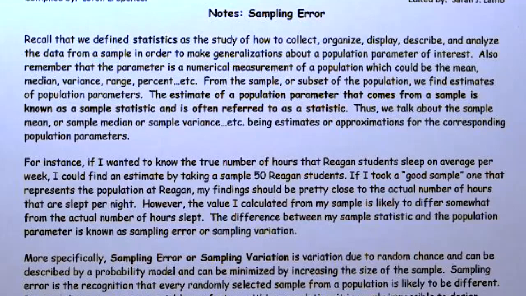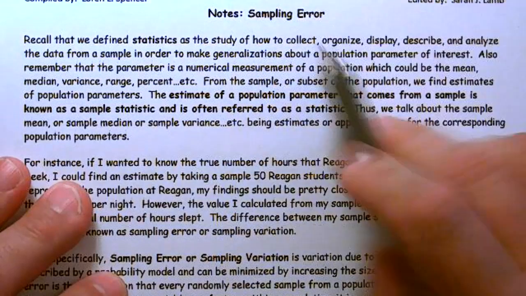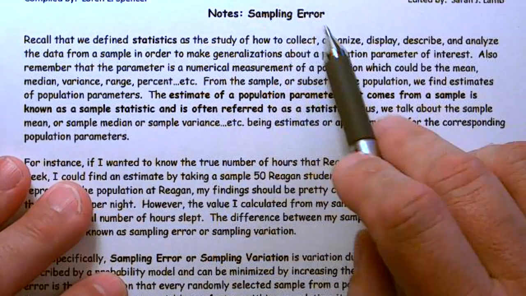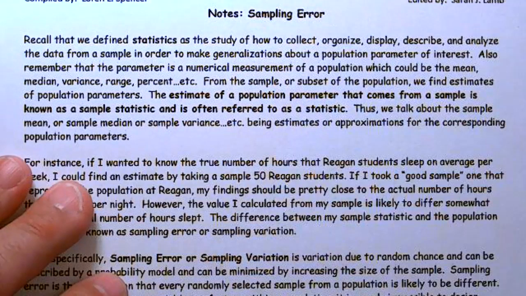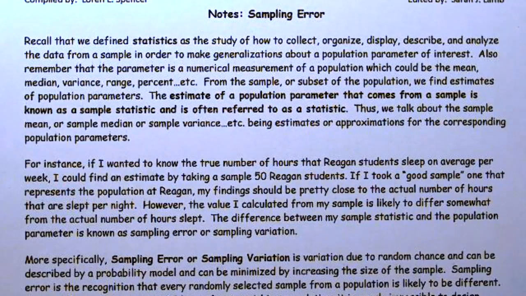Okay, sampling error. You know what? I should also add the word sampling variability. So sampling error and sampling variability, and this is page 16 of the notes spiral. So recall that we define statistics as a study of how to collect, organize, display, describe, analyze the data from the sample in order to make generalizations about the population parameter of interest.